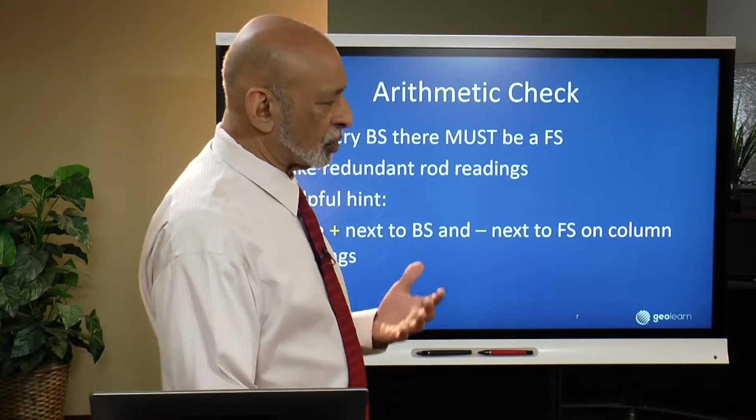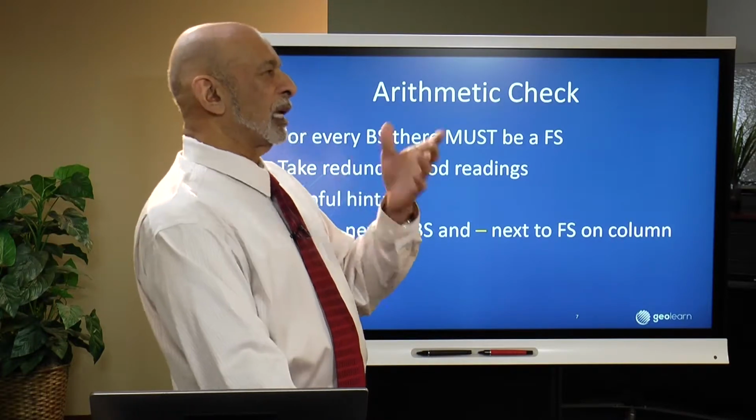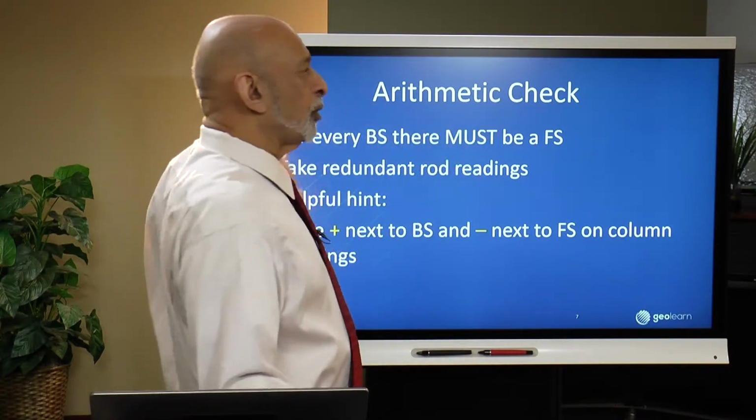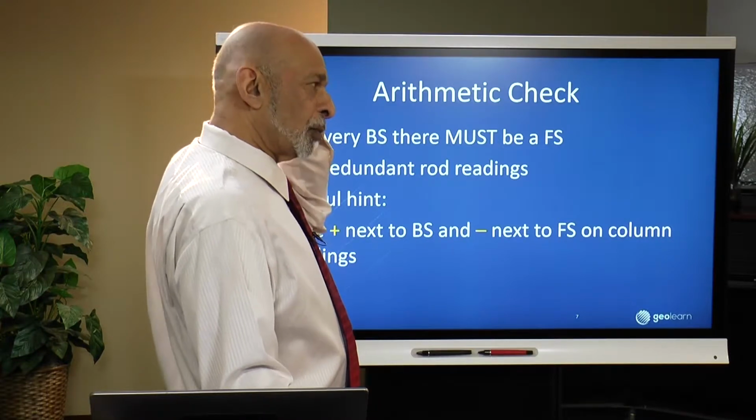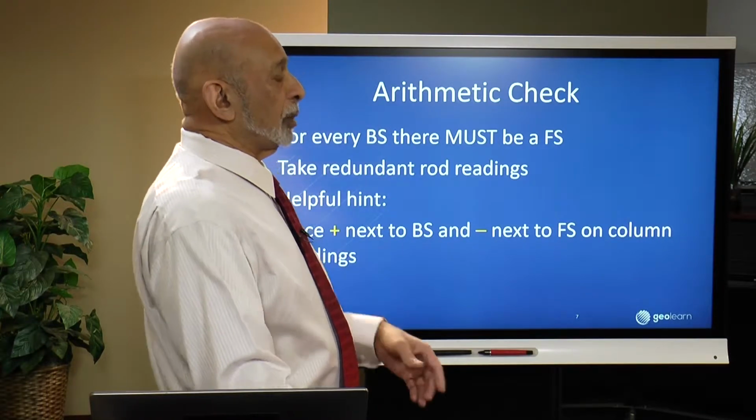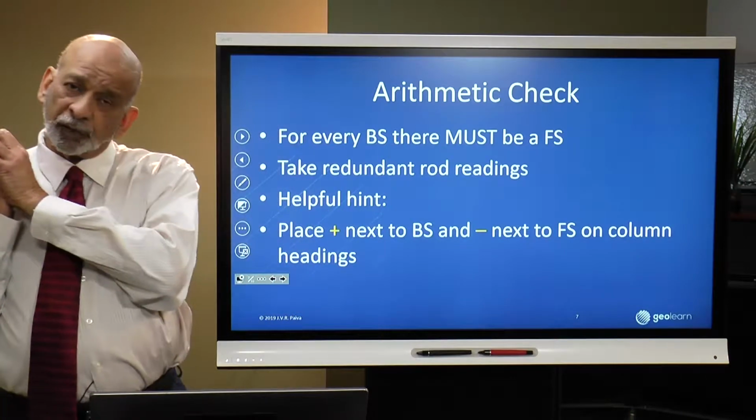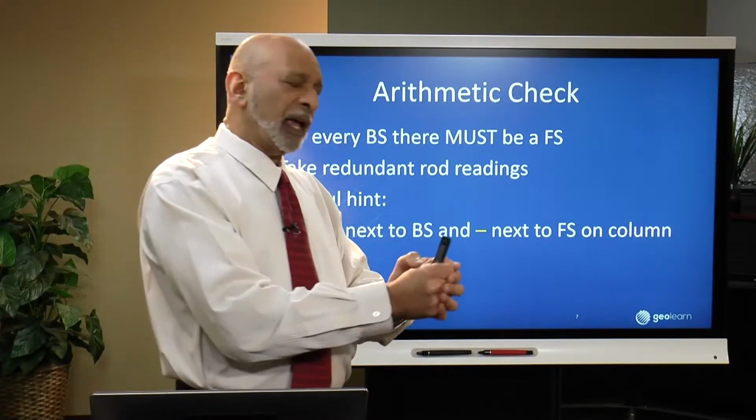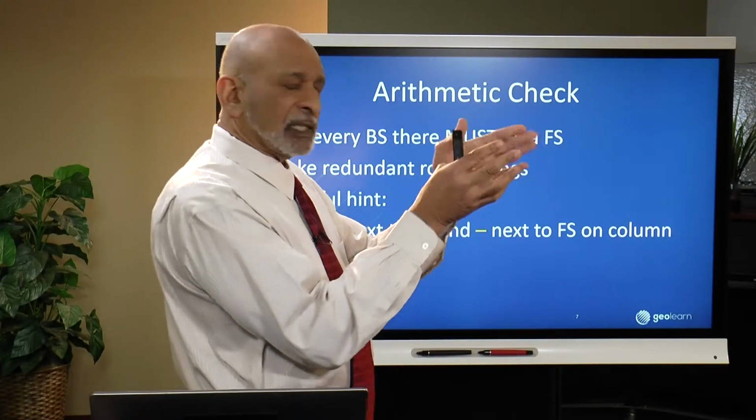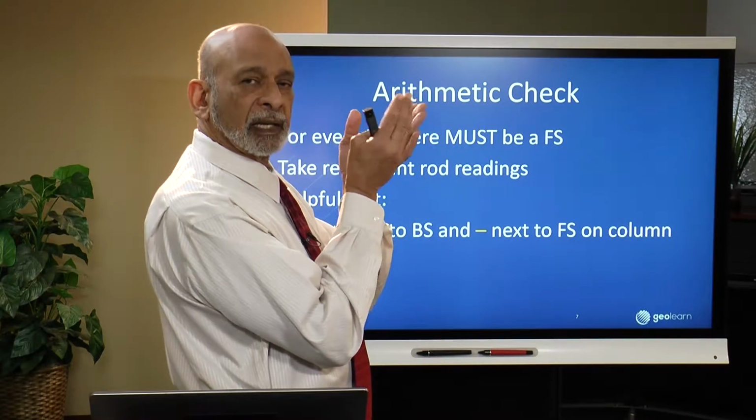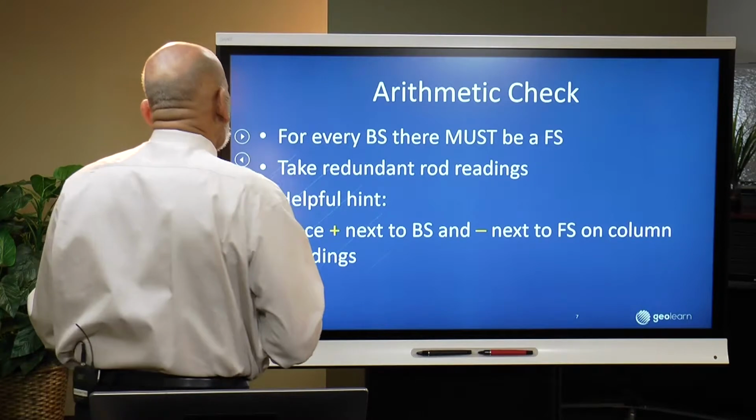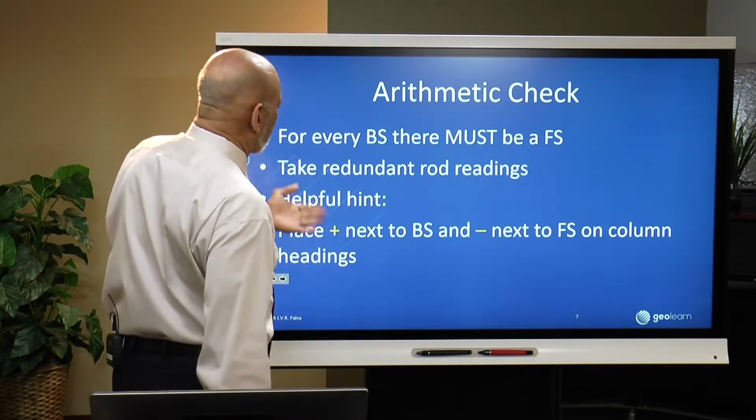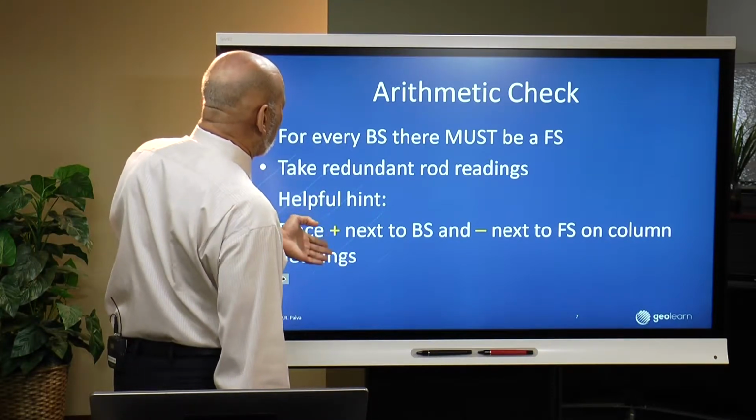That means, as a student, you might take your eye away from the telescope, move your telescope off the rod, maybe even have your rod person move the rod off the point, hold it back on the point, resight your telescope, and take another rod reading and see if it matches up to what you first read.